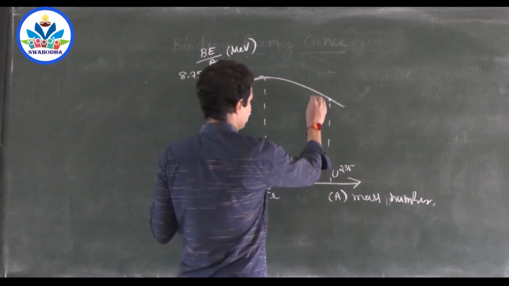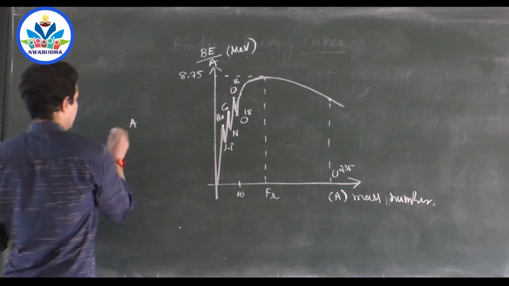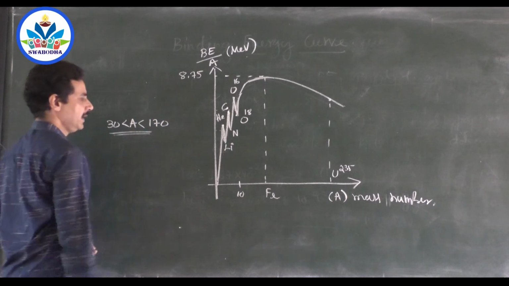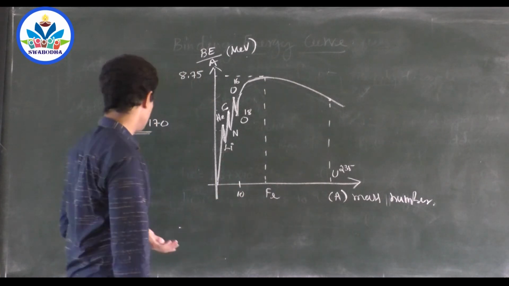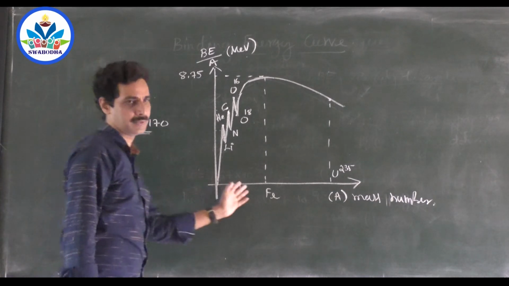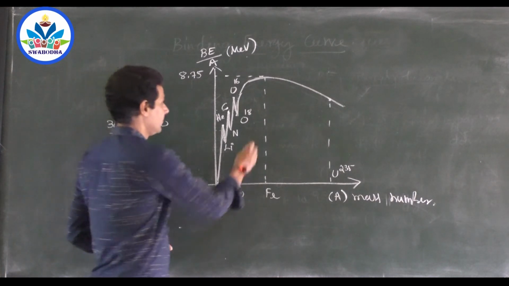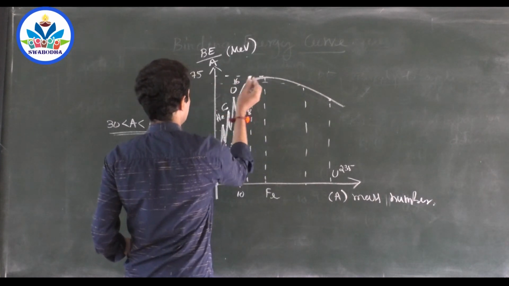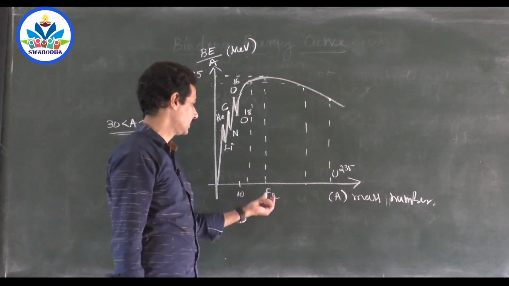Elements having a very high mass number, say greater than 170. So let us have a range between 30 and 170. Elements having mass number between 30 and 170 have high binding energy per nucleon. Elements lying outside this range have less binding energy per nucleon. So elements having mass number between 30 and 170 have binding energy per nucleon that is very high, greater than some 7.5 million electron volt, and the highest is 8.75 million electron volt. That is what you call iron.